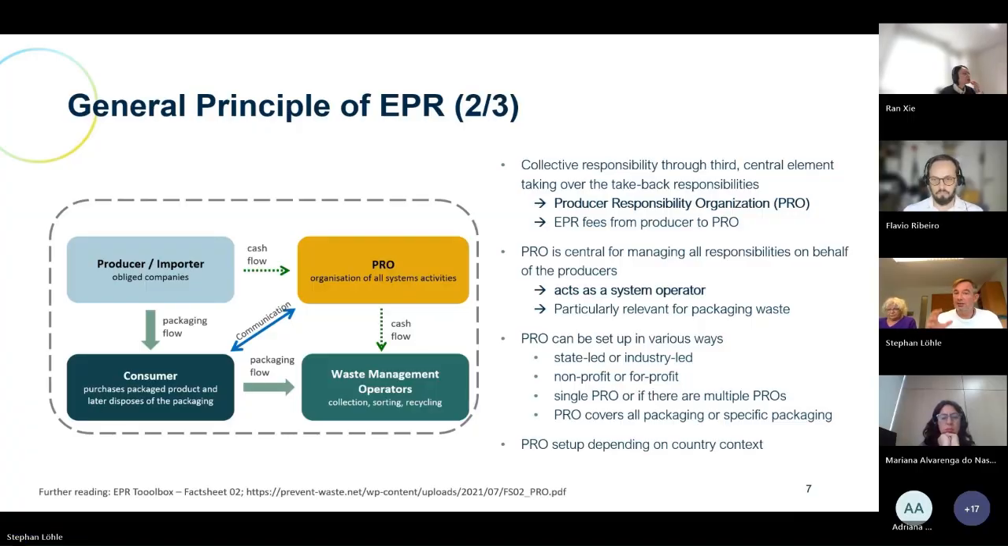Since this entity, the Producer Responsibility Organization, is also the one that receives the financial contributions by the single producers and importers participating in this entity, it's also taking over then the financial flows occurring from the organization of the system. That means tendering or purchasing the waste management operators for the collection, sorting, and the recycling.